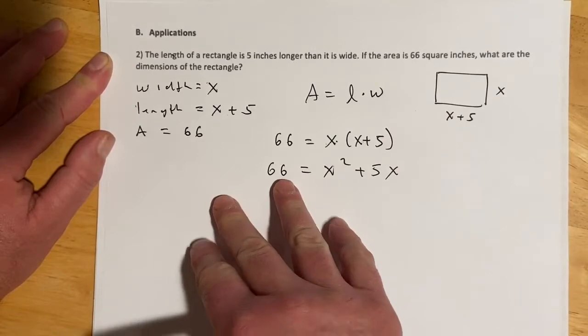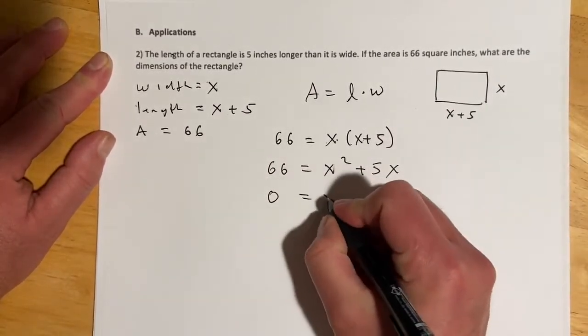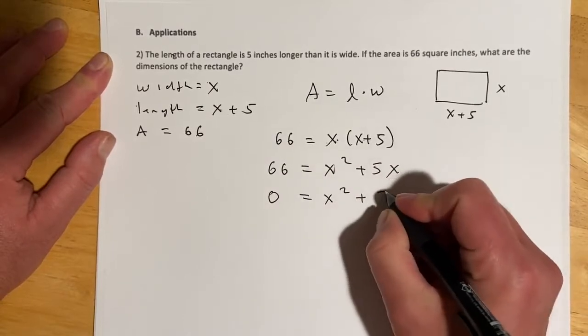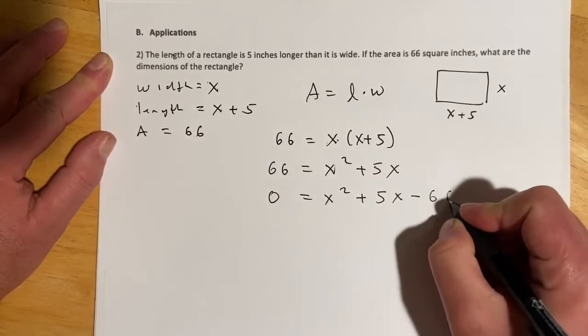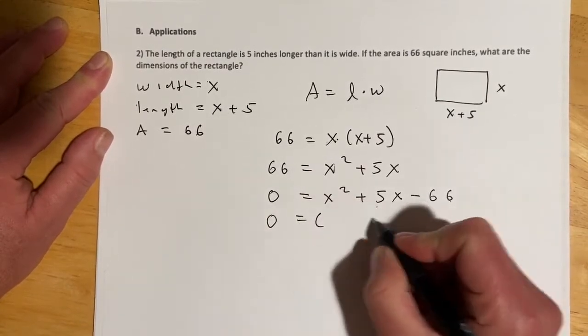So that gives us 66 equals x squared plus 5x. Remember, when we have a quadratic, we want to get to 0, so we're going to bring the 66 over. 0 equals x squared plus 5x, and now minus 66. Looks like it's going to factor.